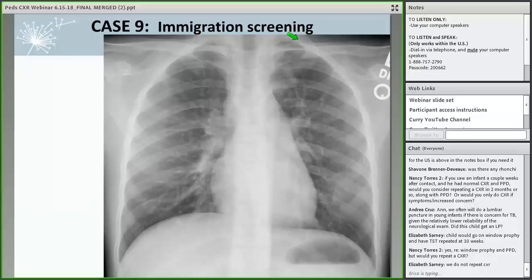Yay! All right. Here's case 9, and this girl's situation was for immigration screening. So her family was from Burma, but I think actually she spent most of her life in Malaysia in the refugee process. So we're going to ask all of you to look at this X-ray, and then we're going to do another polling question, and we're going to ask you to interpret that film.